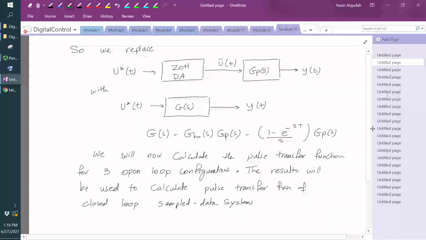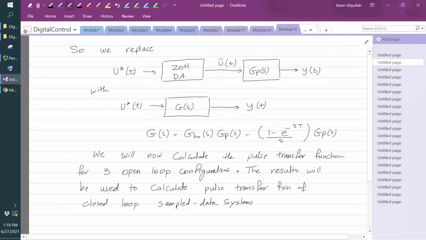So this is what we're going to be doing. And again, this is just to simplify when we plot the system. If I have GP of S with a zero order hold and it's driven by a star input, then I'm going to replace this with G of S. And it is understood implicitly that this G of S has a zero order hold inside of it. Therefore G of S is the transfer function of the zero order hold multiplied by GP of S, which is 1 minus e to the negative sT, divided by s, multiplied by GP of S.